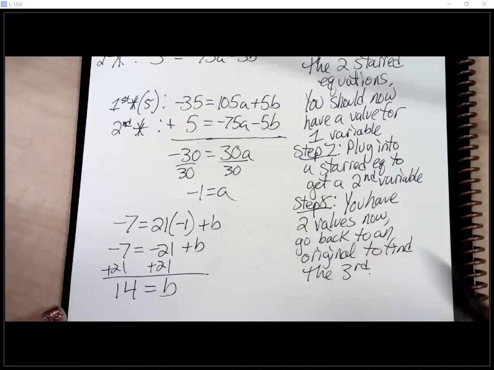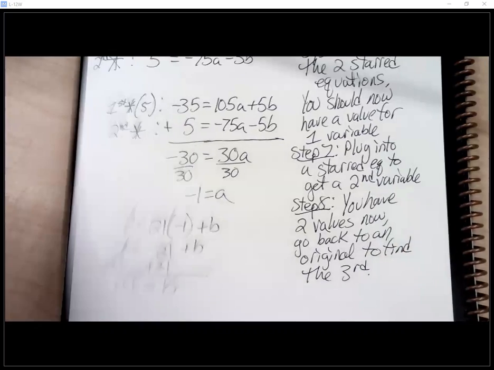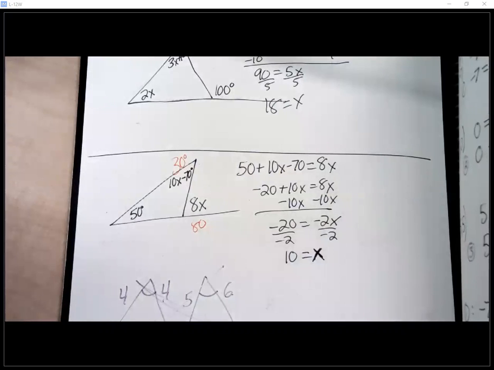And again, it doesn't matter which original equation, just pick the easiest one. Whichever one looks like it has the smallest numbers. I picked the third one, right? That one's not bad.